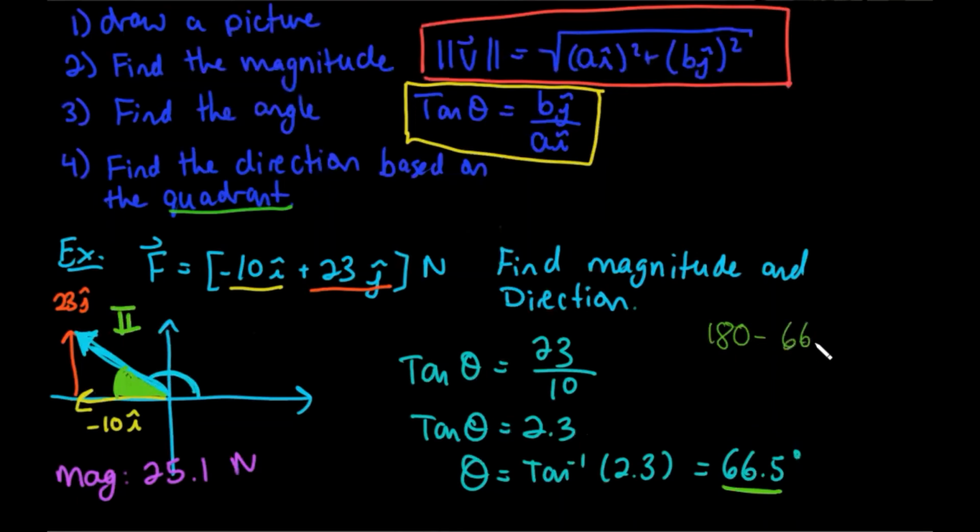So 180 minus 66.5 would give me 113.5 degrees. So my direction is 113.5 degrees. And that is my answer right there.